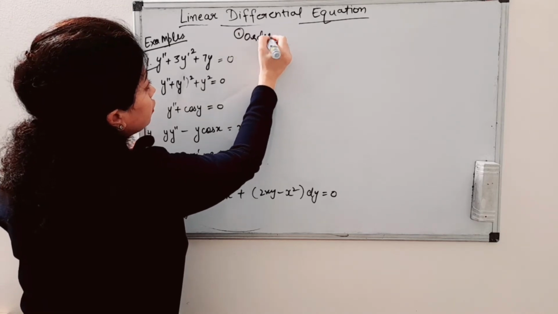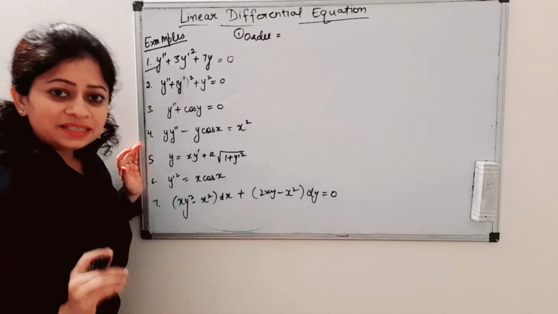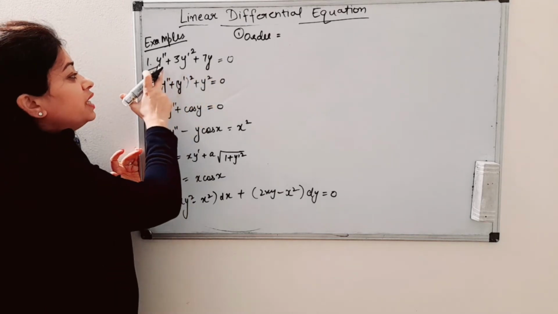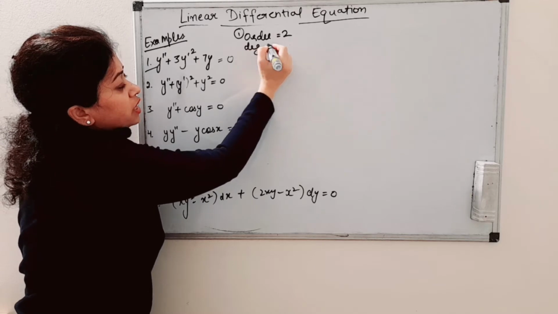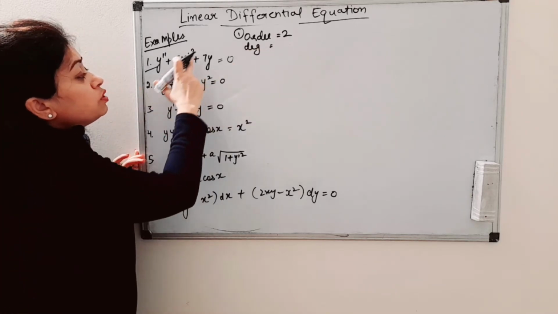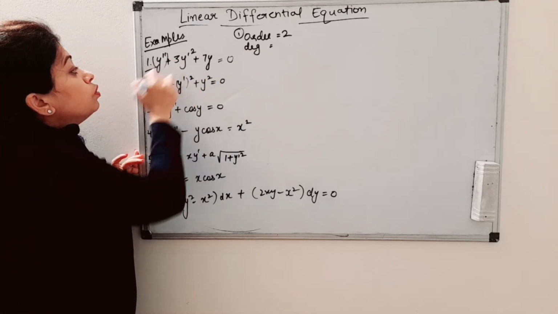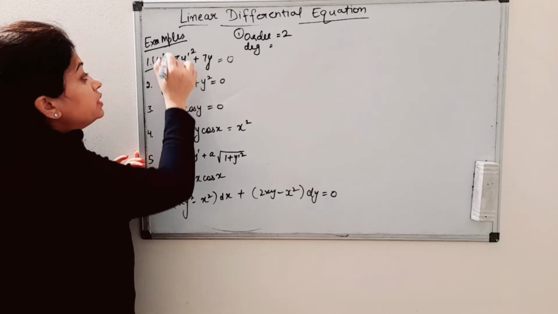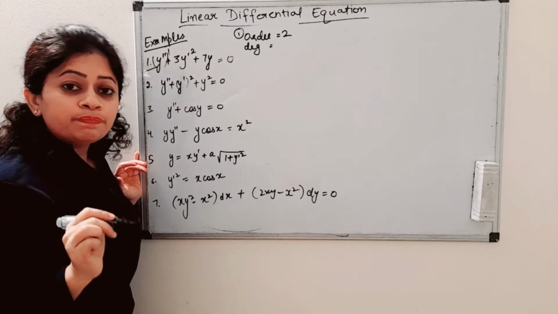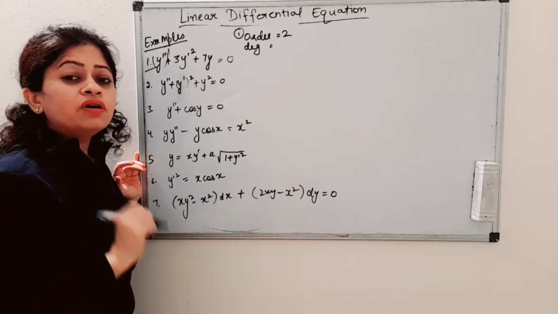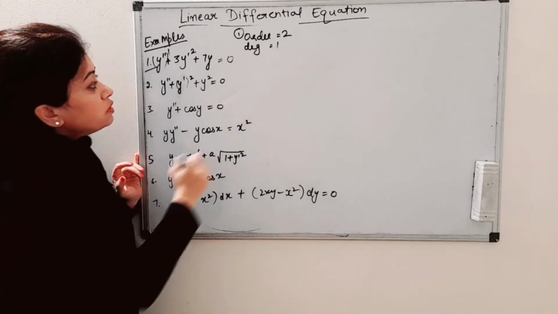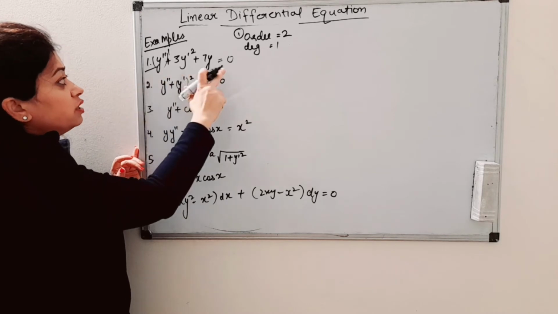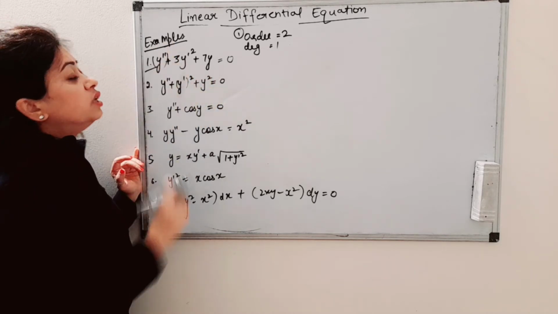What is the order? Now we can check that the highest order derivative is 2. That means order is 2. What is the degree? Degree is 1, because the power of the highest order derivative is 1. So degree is 1. Now tell me whether this equation is linear or non-linear.